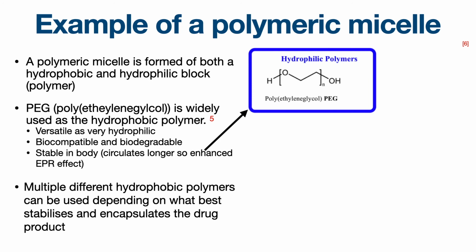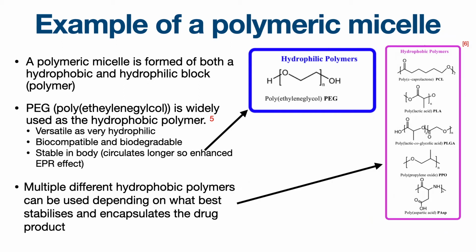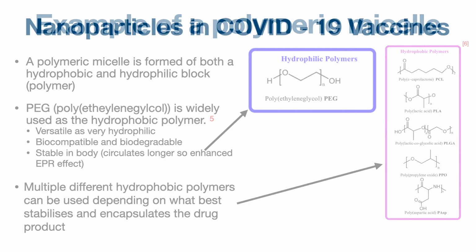So many different polymers can be used for the hydrophobic part of the micelle, and this generally depends on what best contains a drug substance. And some examples are given here on the right. So you've got polypropylene oxide or polylactic acid. So there are lots of different types of polymers you can use for the hydrophobic part.